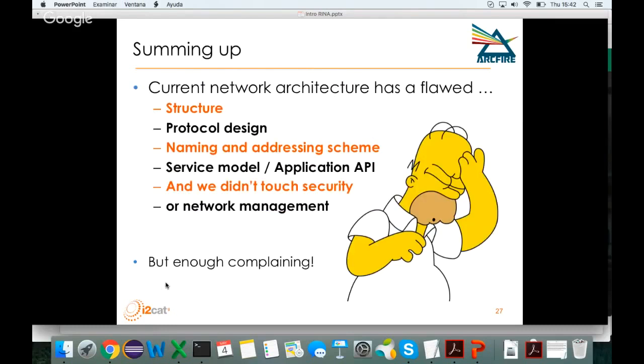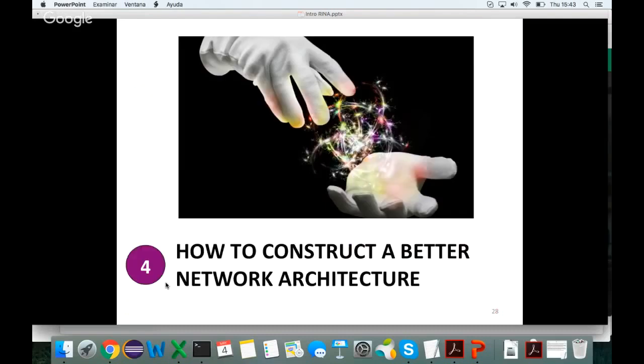So summing up, we have a network architecture that has problems in its structure, in the protocol design. We have seen that there is no commonality in developing protocols. Naming and addressing is flawed. Application API exposes the internals. And there's more problems. We don't touch security because of all of the other points. Security is problematic, or network management. Again, the more complex a network is, the more complex it will be to manage it. But for an introduction to the problems it is enough, and it is okay to complain, but you have to provide solutions as well, alternatives. So let's look at how we could construct a better network architecture.